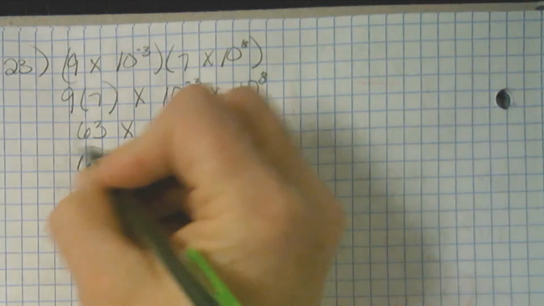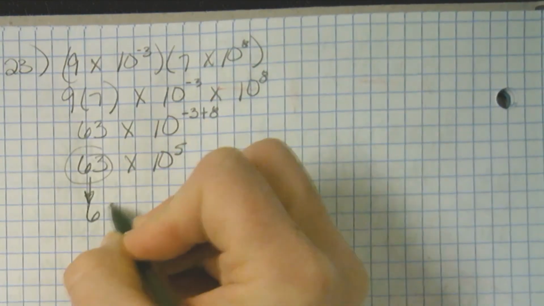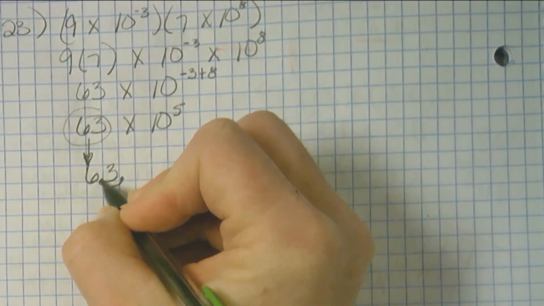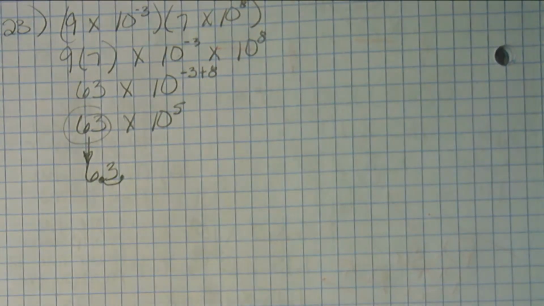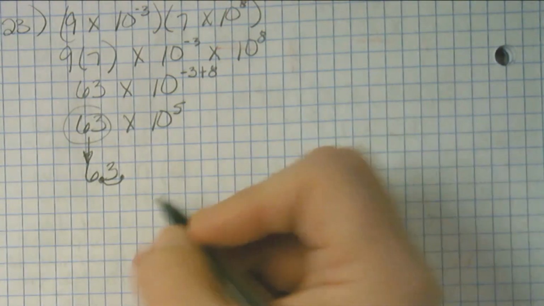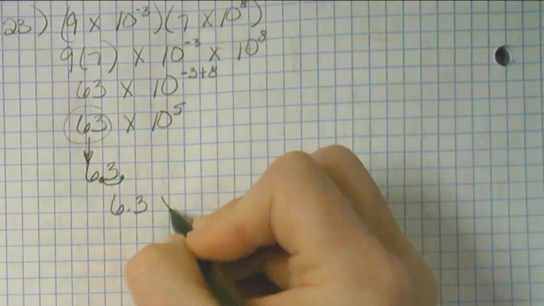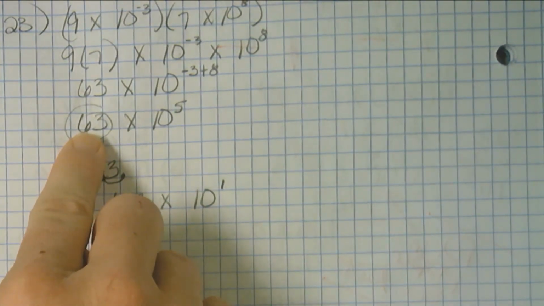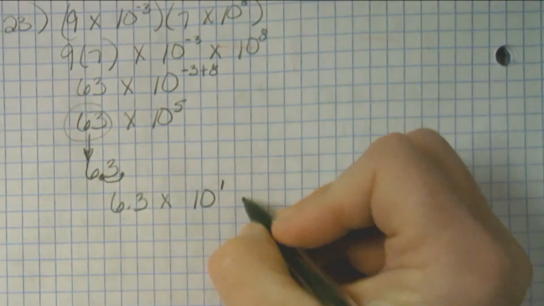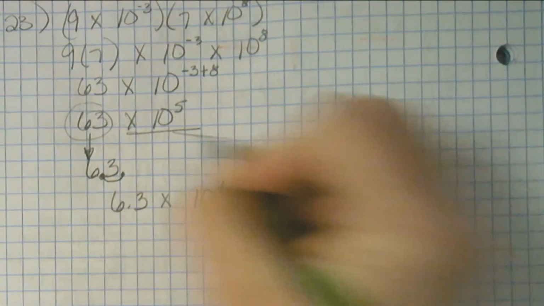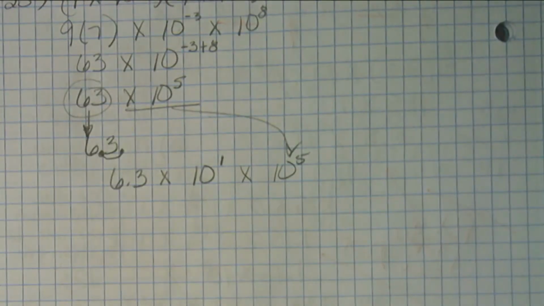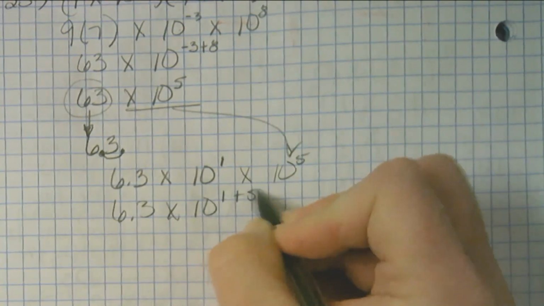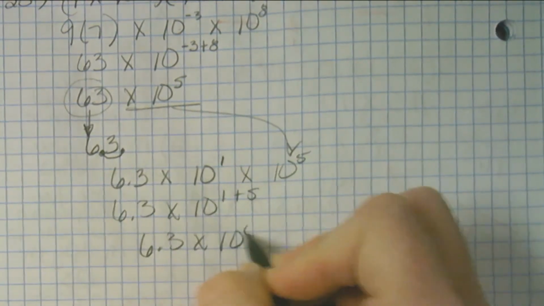Okay. So now I need to change that 63 into proper scientific notation. So I'm taking a bigger number and I'm making it into scientific notation. So I move my decimal one place to the left. So I have 6.3 times 10 to the positive first because my power on my 10 or my standard form was big. And then I'm putting that back together with the original scientific notation. So now I have 6.3 times 10 to the 1 plus 5, which is 6.3 times 10 to the 6th.